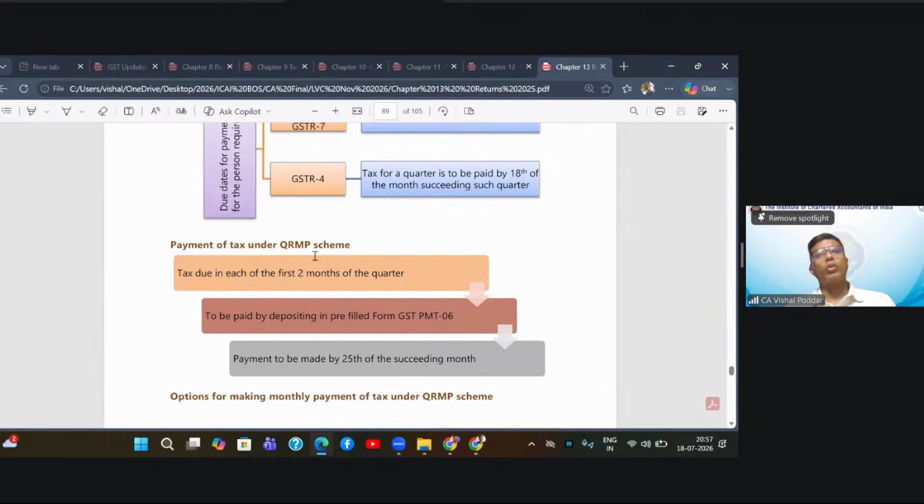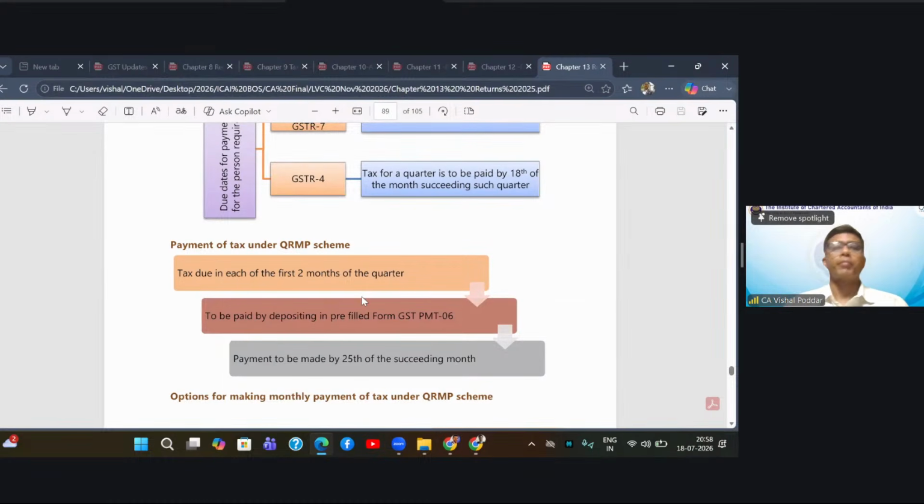Now for the QRMP scheme, how will they pay tax? Now in case of QRMP, if you remember, QRMP is quarterly return but monthly payment. Now interestingly, you are going to file for month 1, month 2 of the quarter. Now in month 1 and month 2 of your quarter where you have not filed your GSTR 1, not filed your 3B, how do you assess the liability?